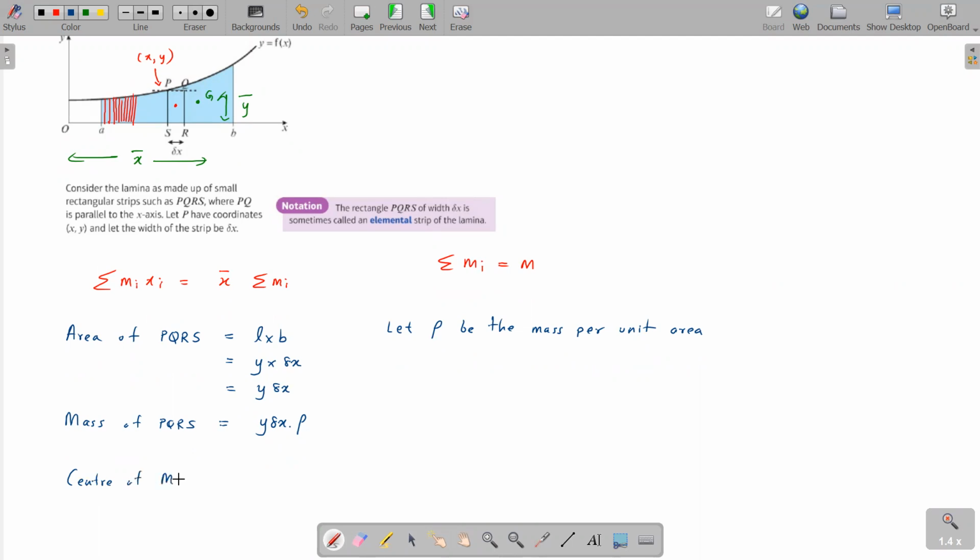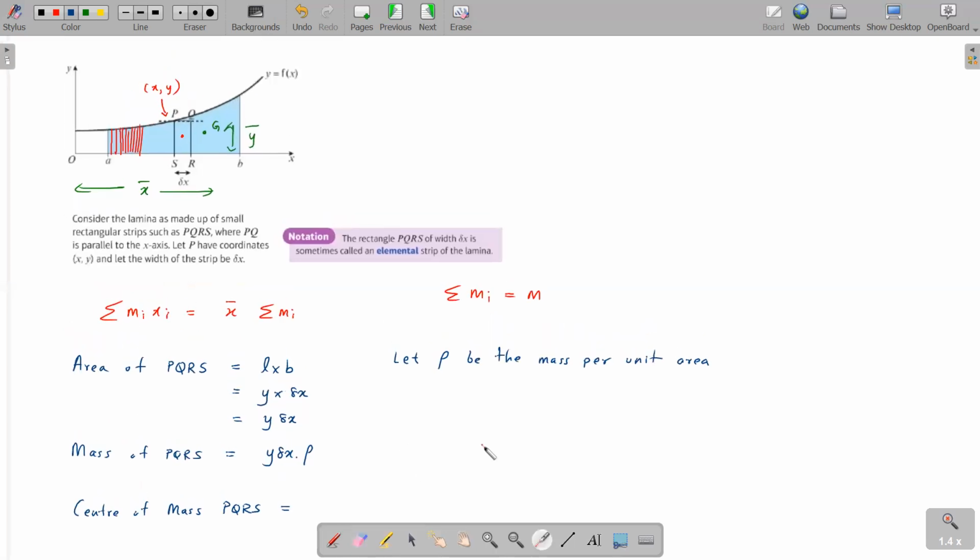I need the center of mass of my rectangle PQRS. So guys, PQRS is one general rectangle. I hope you guys can see that I am marking all these coordinates and the areas in a general way, so that it can represent any rectangle here. Basically, there are like thousands or millions of rectangles here, and any one of these rectangles can be represented by this, right?